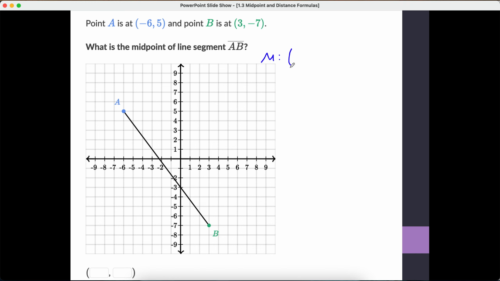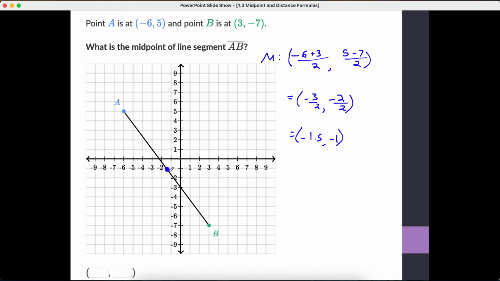Let's take the midpoint formula, which is, again, average of the x's, comma, average of the y's. Average of the x's is going to be -6 plus 3 over 2. Average of the y's is going to be 5 plus -7, which I'll just write as 5 minus 7 over 2. And this simplifies to -3 halves, which we can leave like that if we want, and -2 over 2. Just to visualize this better, I'll convert this to a decimal. That's (-1.5, -1).